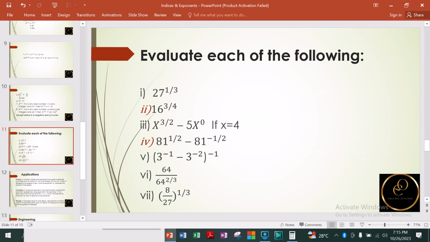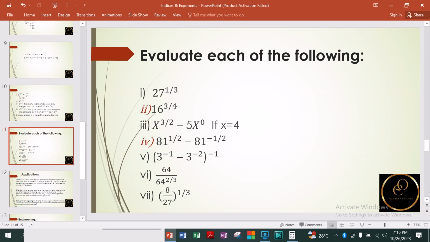Maybe this one, the number 3 challenge, you are told that x is raised to power 3 over 2. I've explained how you deal with these ones. Are we together? Then you have minus 5 raised to power 0. As long as something is raised to power 0, this is always equal to 1.